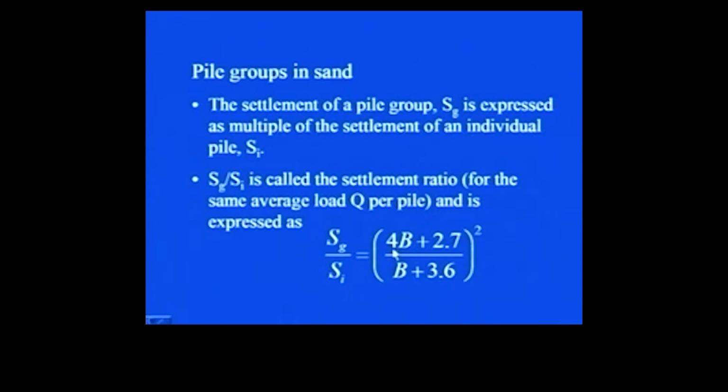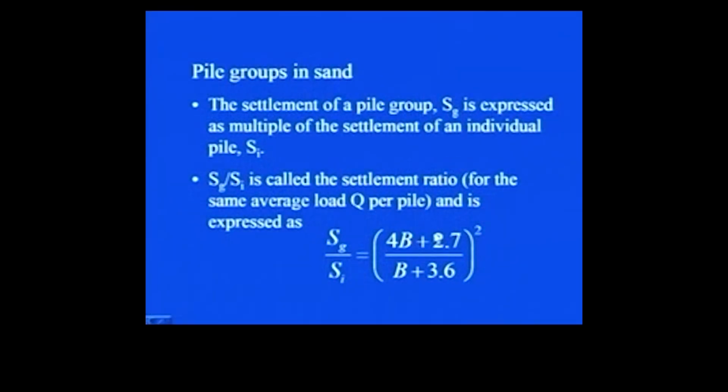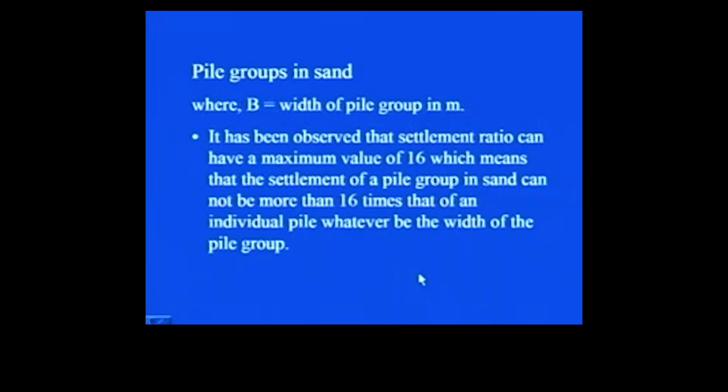This is expressed as (4b plus 2.7) by (b plus 3.6) whole square, where b is width of pile group in meter. As I told you, Skempton has given this from his experience which he got by conducting various tests on driven piles. So, this particular expression is an empirical one. You have to be careful about the unit. So, b is in meters. However, these are all empirical parameters that have been obtained by Skempton.